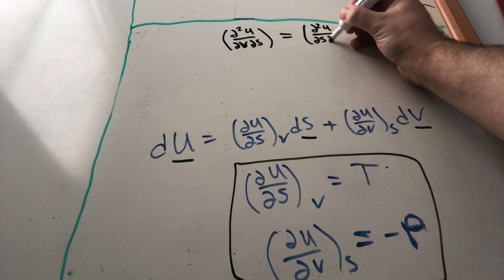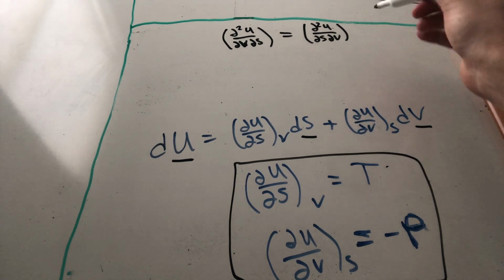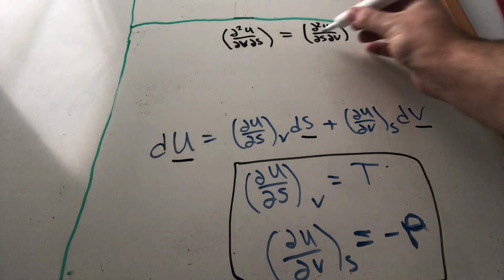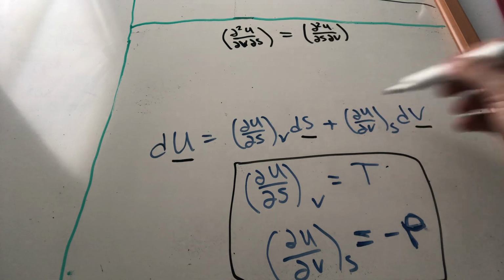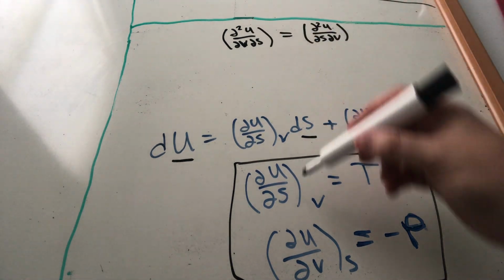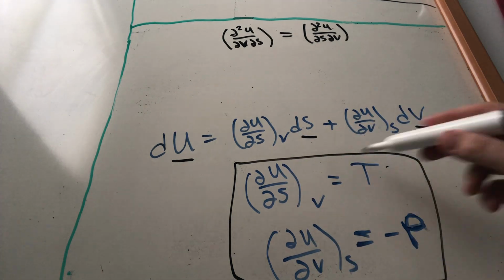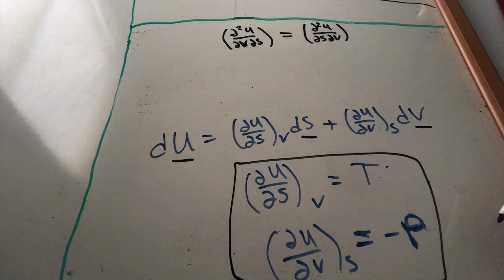So if I look at partial squared U, partial V, partial S, it should be equal to partial squared U, partial S, partial V. Remember that second derivative test we did earlier in the semester? It comes into play again here. The Maxwell relationships come from doing this check with the natural variables, okay? So I write U in terms of its natural variables, and now I'm going to do the partial derivative check, knowing that these partial derivatives inside here simplify down to something pretty simple.